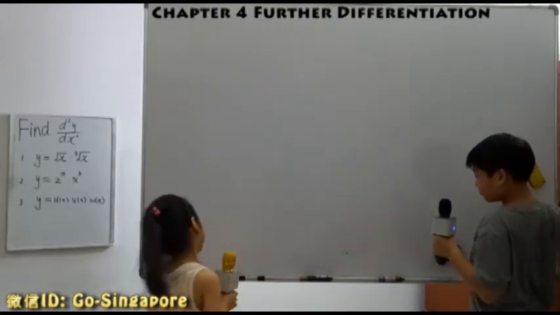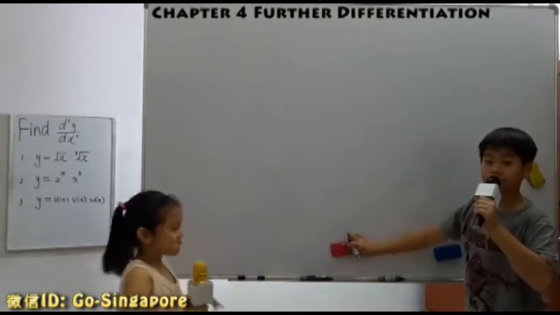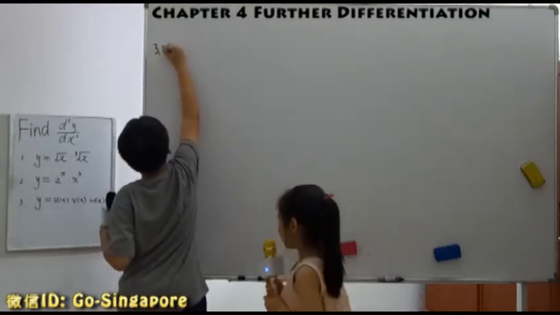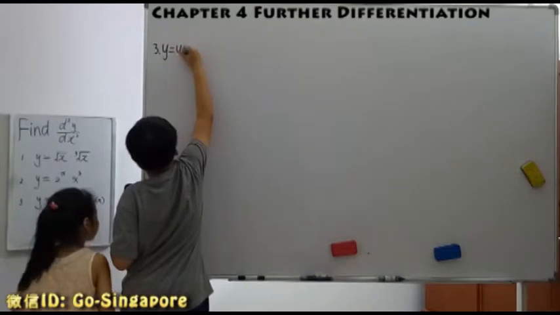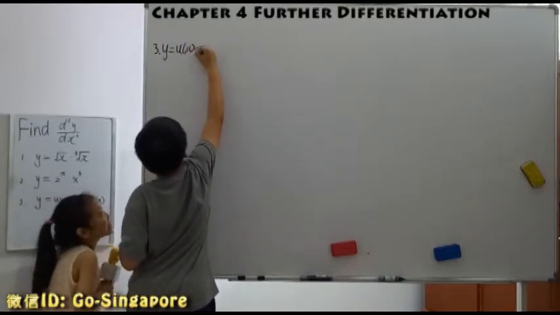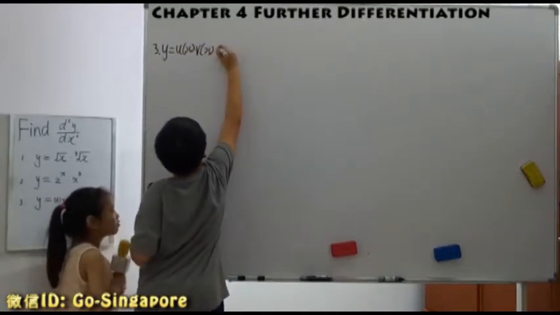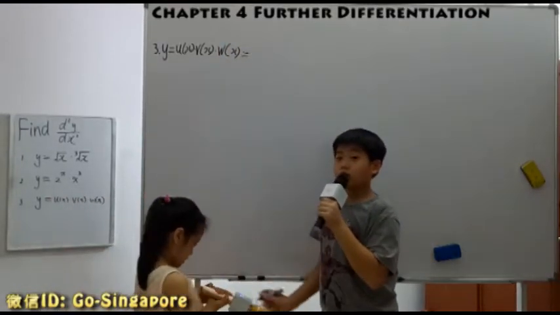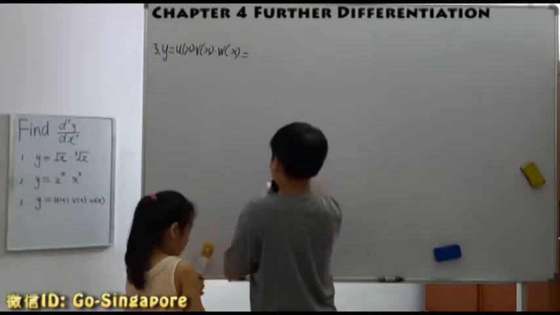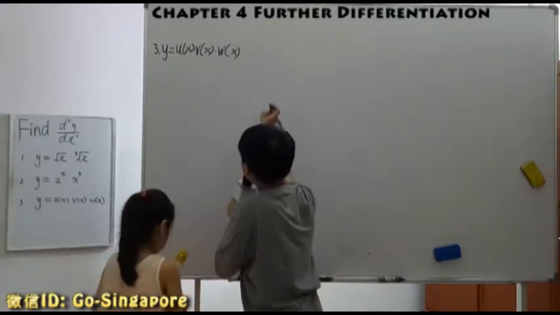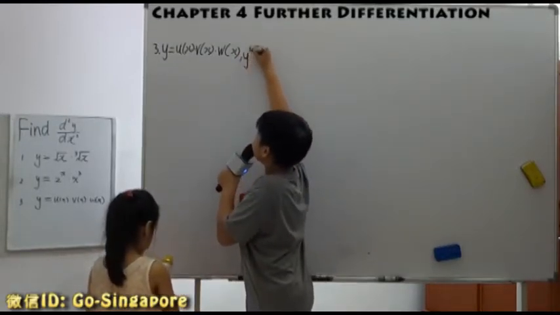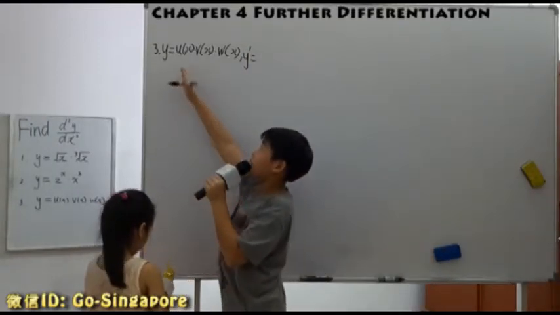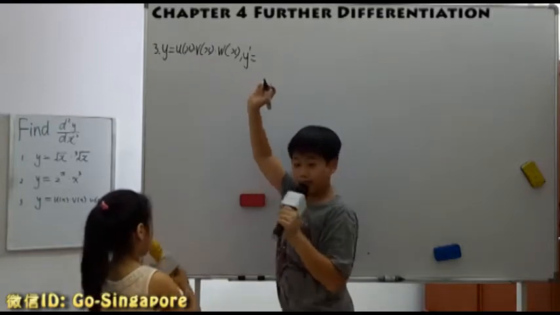Third question. So for this, let's look at the y prime. Can we just put this as u, v, and w? Which two would you want me to put together?